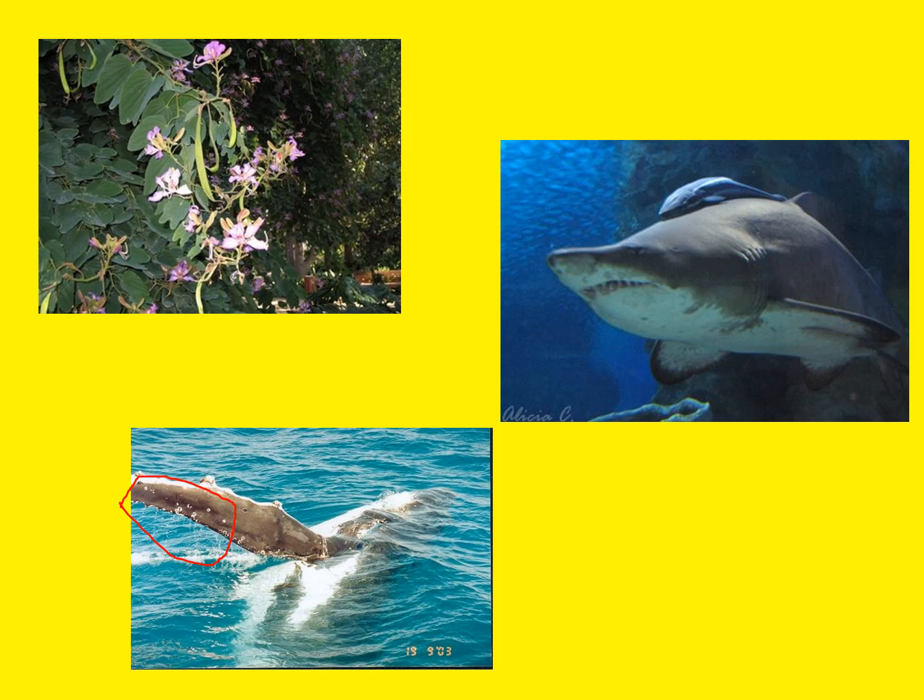And then we have the shark and the remora. This is also an example of commensalism. This is the remora. The remora tends to travel with the shark. It doesn't hurt the shark at all. It doesn't help the shark. The shark does not feel threatened by it. So most of the time, the shark ignores it.